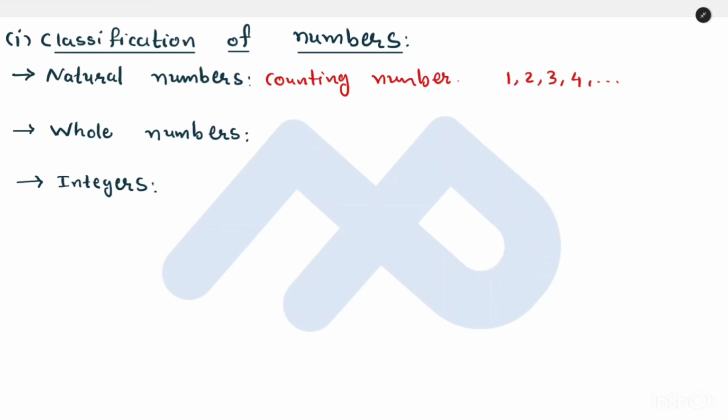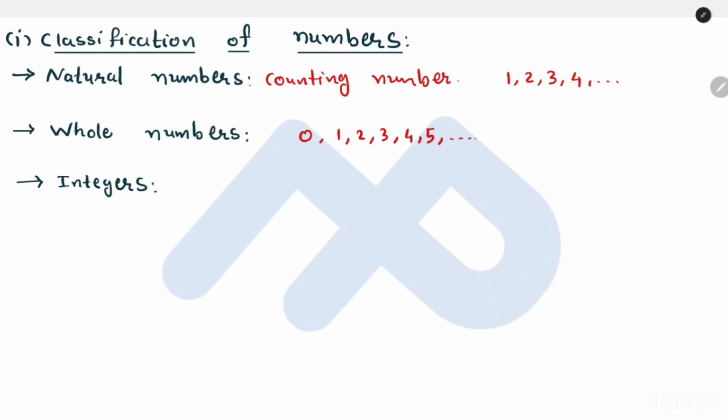Then comes the whole numbers. Whole numbers are all these natural numbers, I mean 1, 2, 3, 4, 5, 6, and so on, as well as 0. Zero is also considered a whole number. So basically all the natural numbers are whole numbers, but not all whole numbers are natural numbers, because there is a 0 which is a whole number but not a natural number.